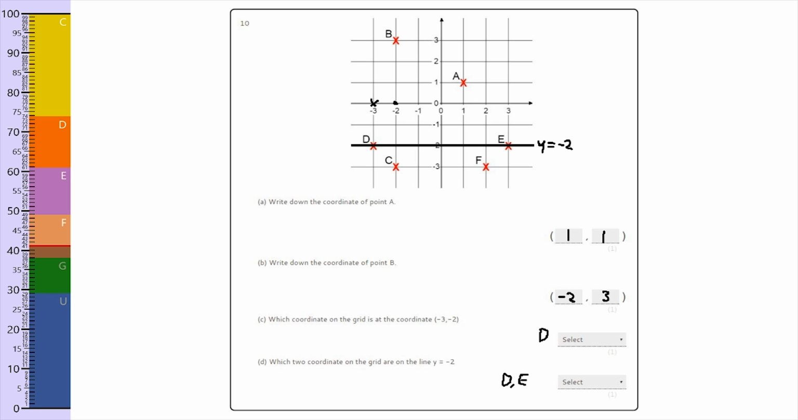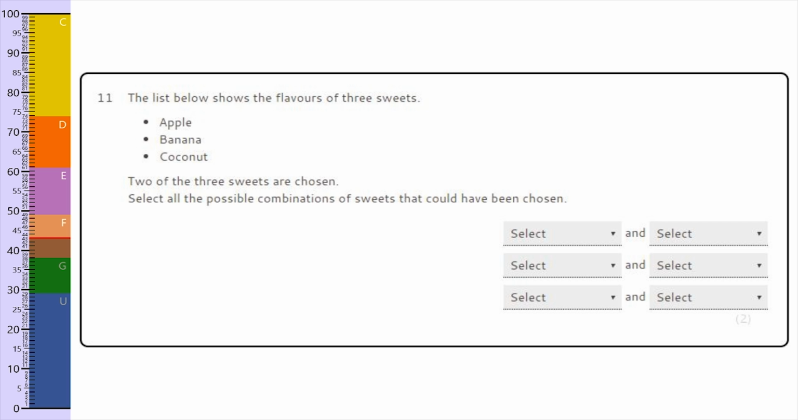Okay, so if you got that question right, we're on a grade F and probably quite close to a grade E. So let's move on to question 11. If you'd like to pause the video now and have a go.